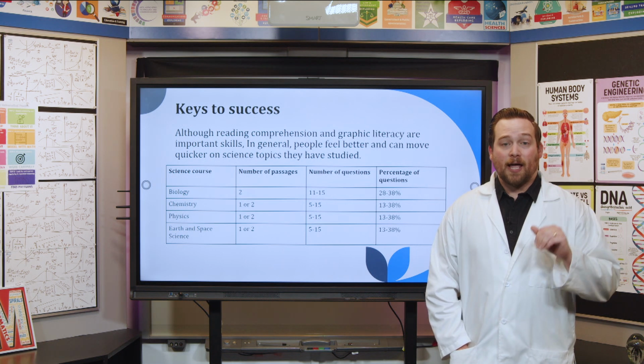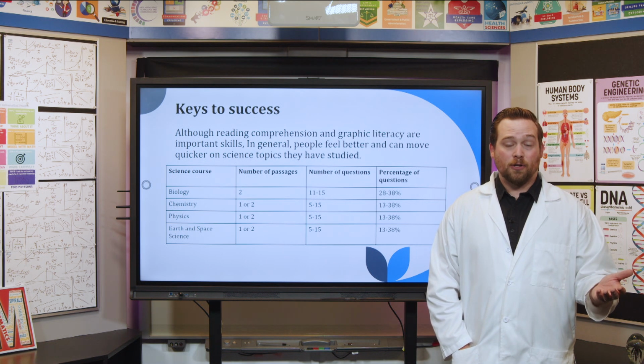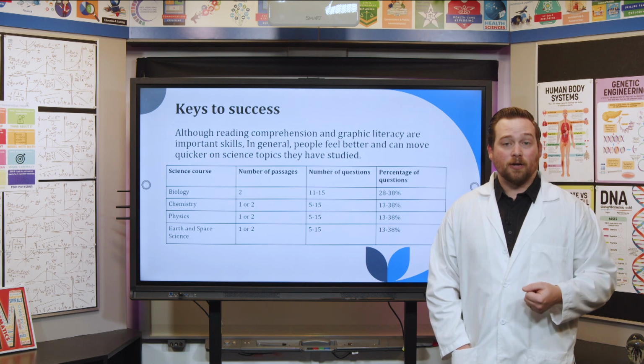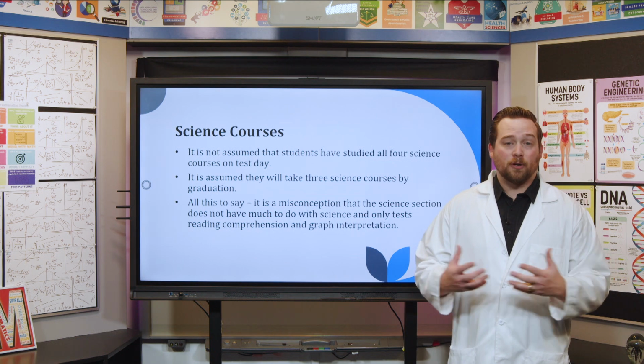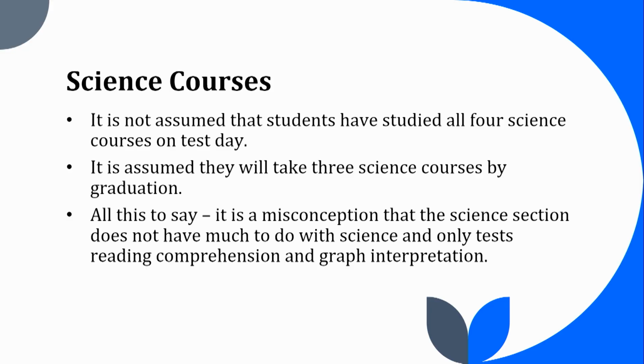And then you can see the breakdown of the number of questions that you'll get according to those subjects, as well as the percentage of the test that those subjects make up. Okay, so some more information about the science courses you want to know about before you take the science portion of the ACT. It is not assumed that students have studied all 4 of those science courses on test day. However, it is assumed that they will take 3 science courses by graduation. All of this to say, it is a misconception that the science section does not have much to do with science and only tests reading comprehension and graph interpretation.